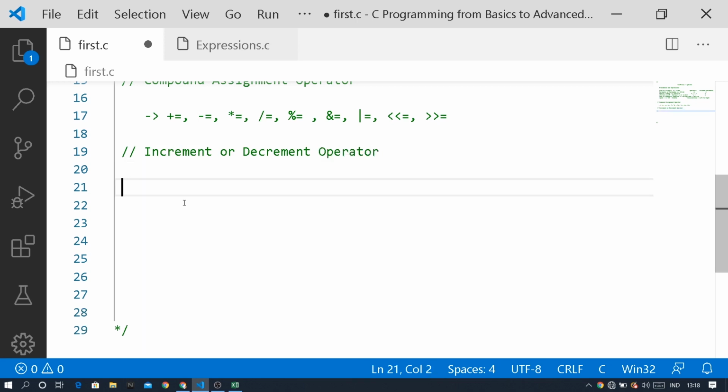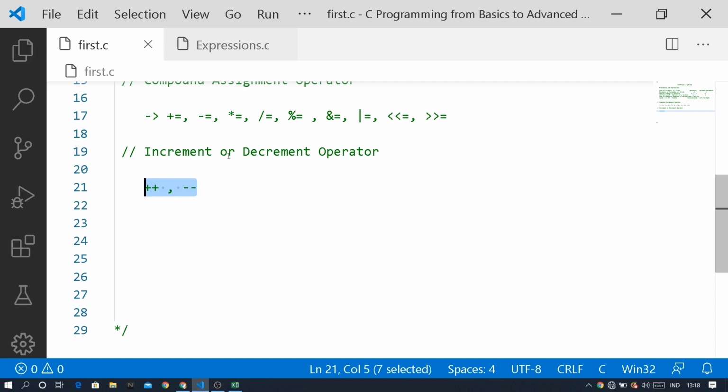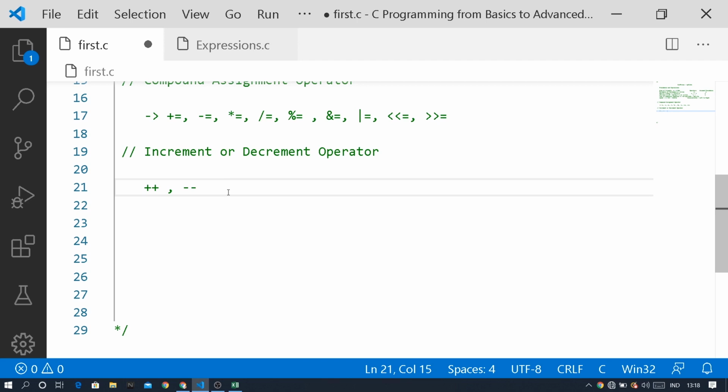Okay, so if you see, there are only two increment or decrement operators available. One is the plus plus operator, which is called the increment operator, and the other is minus minus, which is called the decrement operator. I'll tell you for what reason this is used. Whenever you want to count, for example, A is equal to A plus 1.